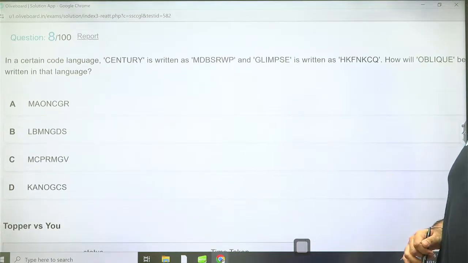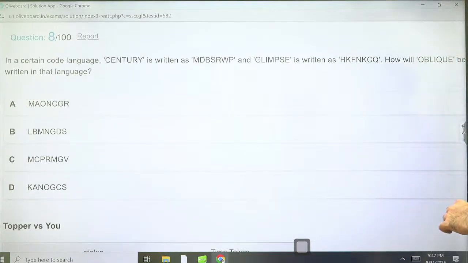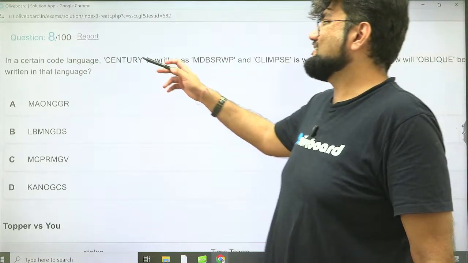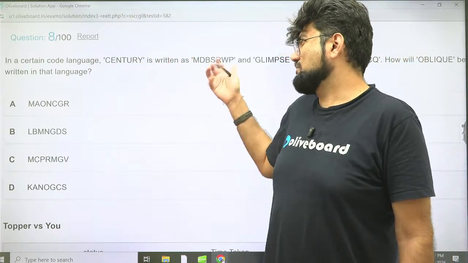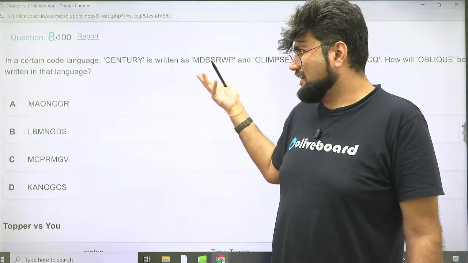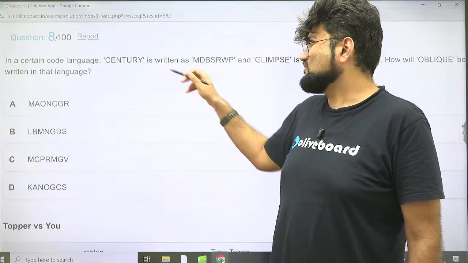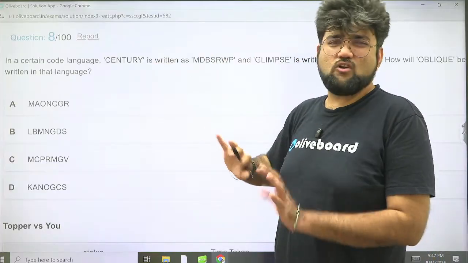Now, century is coded as this, glimpse is coded as this. How will oblique be coded? This particular question, when you see 3 and 13, you'll feel probably plus 10. 5 and 4, minus 1. 14 and 2, minus 12. 20 and 19, minus 1. 21, 18, minus 3. It's not making sense.